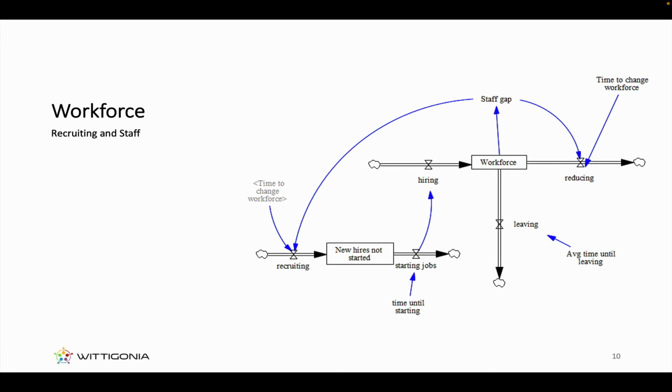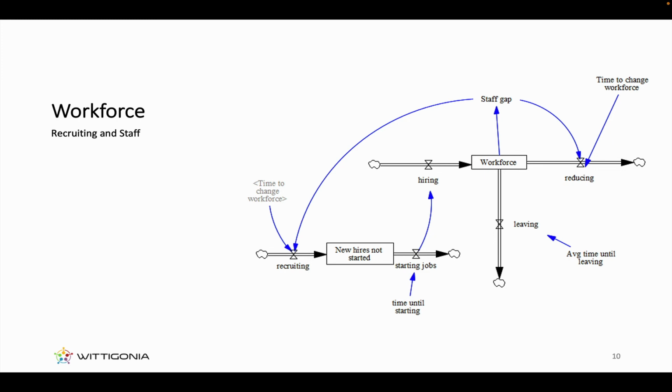The workforce, here's a detailed image of the workforce. We are determining what is the staff gap, and that is a matter of the desired staff and the staff that we actually have in the workforce. That determines our recruiting rate. We will hire some people, but it takes some time, so there's a time delay until they start. They flow into our productive workforce, and eventually they are leaving. And this depends on the average time in the organization. But we are also able to reduce the workforce, and that again depends on the staff gap.